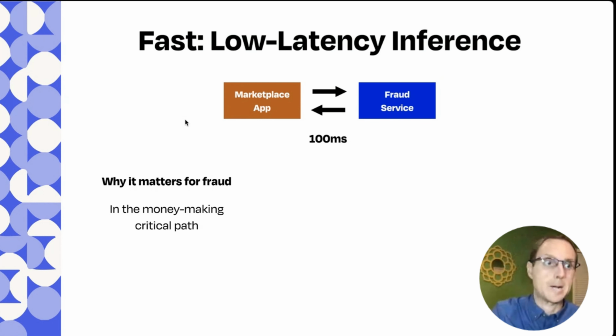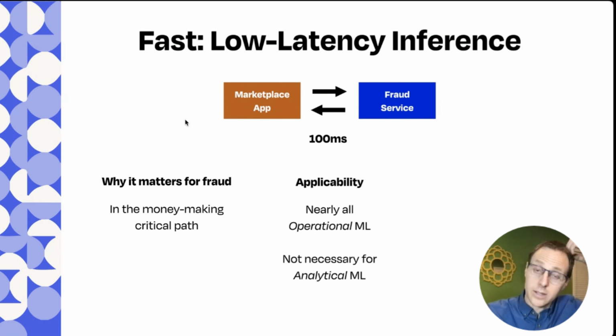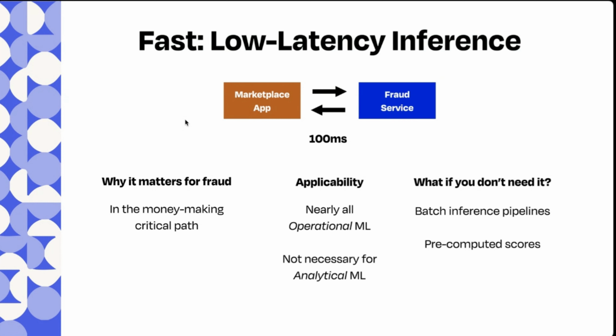As far as applicability, for problems outside of fraud, this still applies to a really broad set of operational problems, really anything we might call real-time ML. But anything we might call analytical machine learning, batch inference, things like that, obviously this doesn't apply. If you're in one of those problems, then the problem actually gets a lot easier. You can do things like batch inference pipelines, pre-computing scores, things like that. So we're really not going to be focusing on any of those kinds of problems here. We're really focused on what we call real-time inference problems.